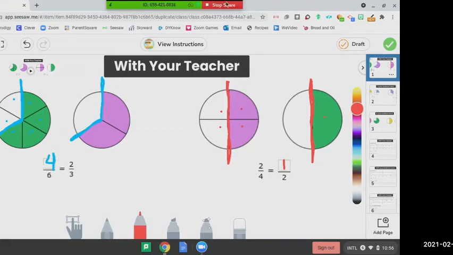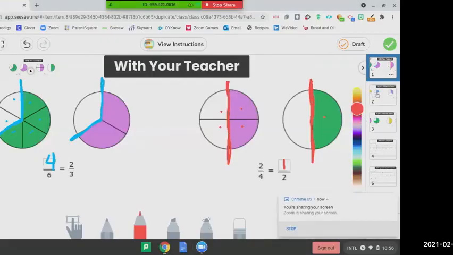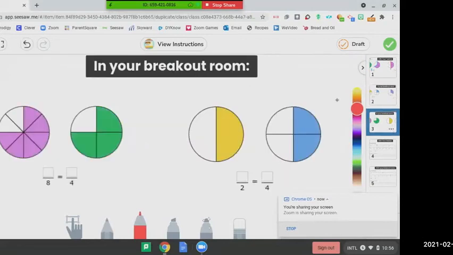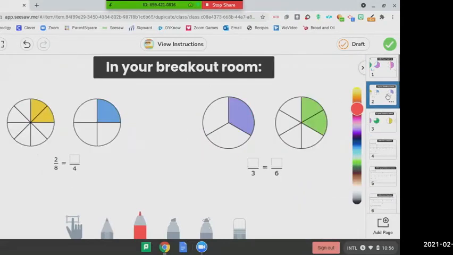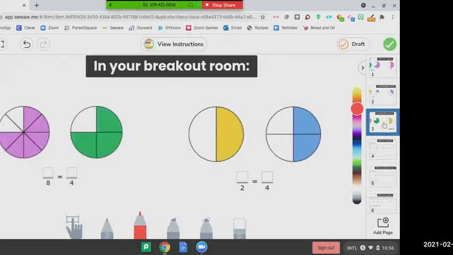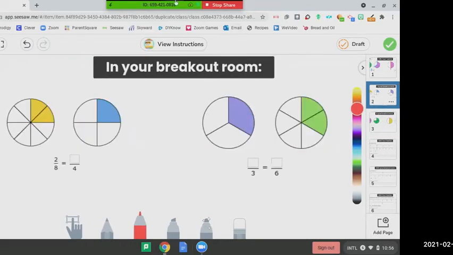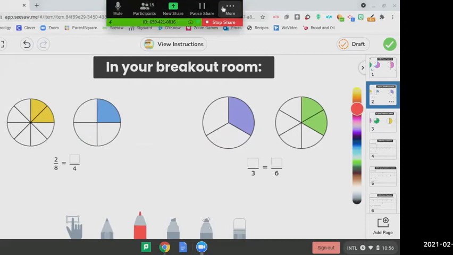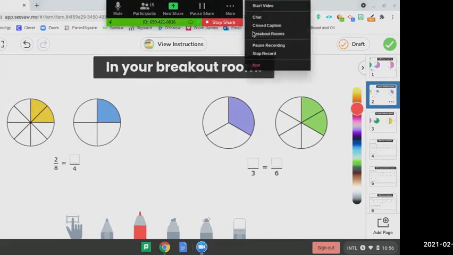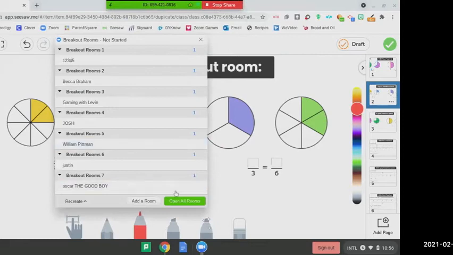Are there any questions on these two before I release you to work in breakout rooms? Okay. So I'm getting ready to put you into breakout room partners, and you are going to work on slides 2 and 3. You're going to do exactly what we just did. Fill in the numerators and prove that they are equivalent. I'm going to give you about 2.5 minutes for this. You do not need long. All right, here you go.